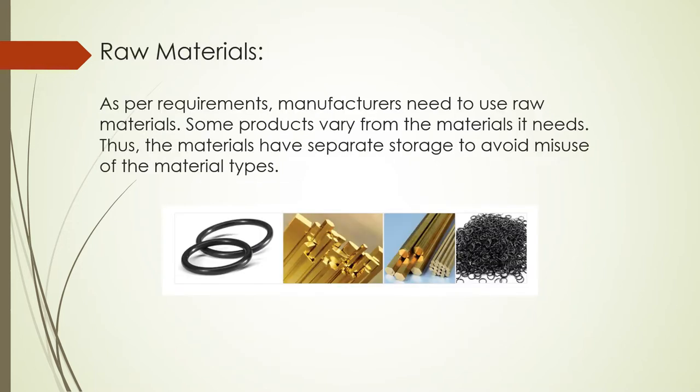Number 2, raw materials. As per requirements, manufacturers need to use raw materials. Some products vary in the materials they need. Thus, the materials have separate storage to avoid misuse of the material types.